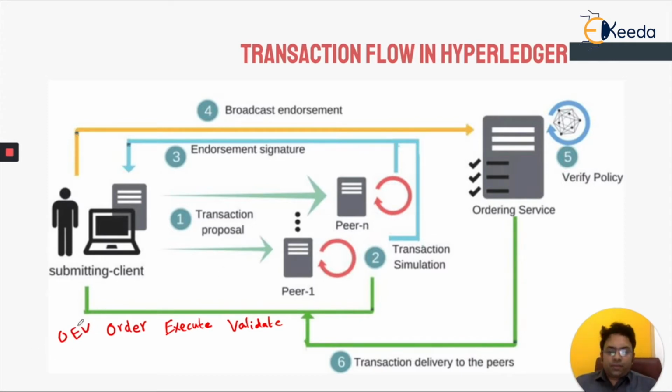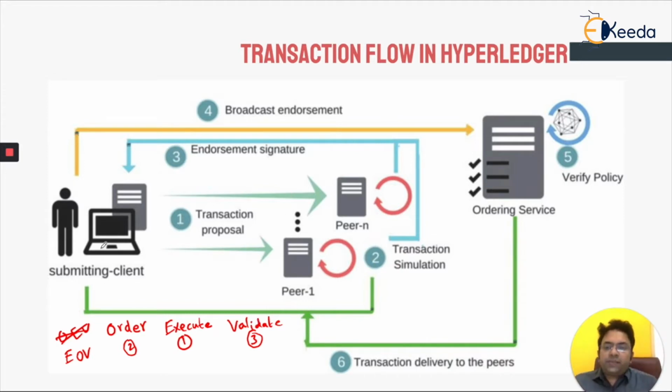Now, Hyperledger does not use this, but goes for an execute, order and then validate kind of model, where execute comes first, order comes second, and then comes validate. Why is that? We are going to see now.